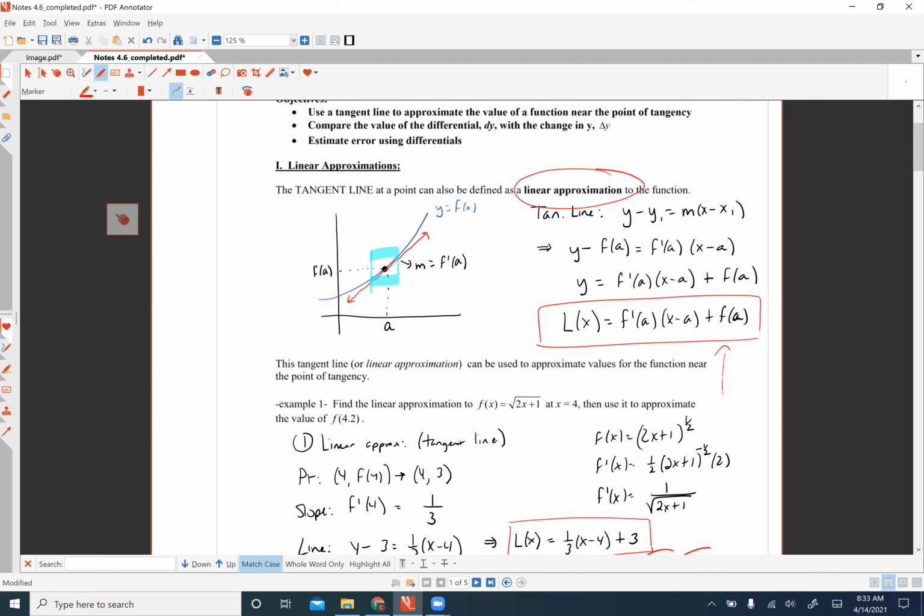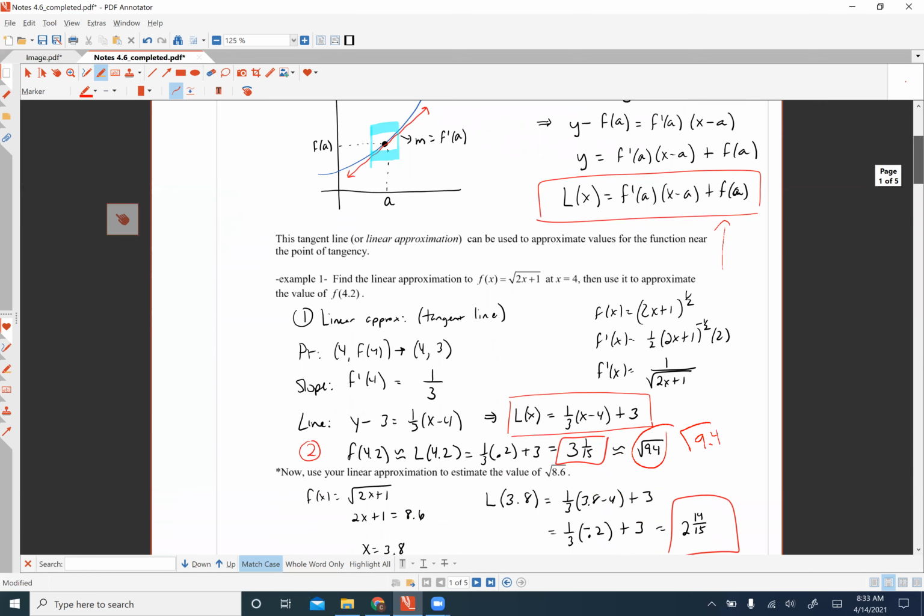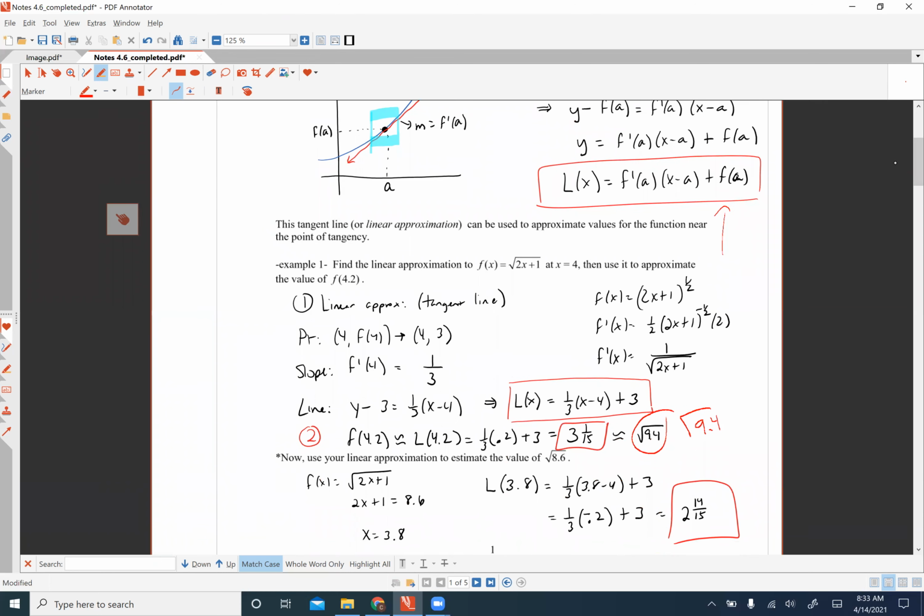And so again, the tangent line is a good approximation when x minus a is small. You get L of x is a good approximation to f of x. So let's just look at this one example right here. Let's say we have this function, the square root of 2x plus 1. At x equals 4, we know that f of 4 is 3. And we want to find the approximation to f of 4.2.